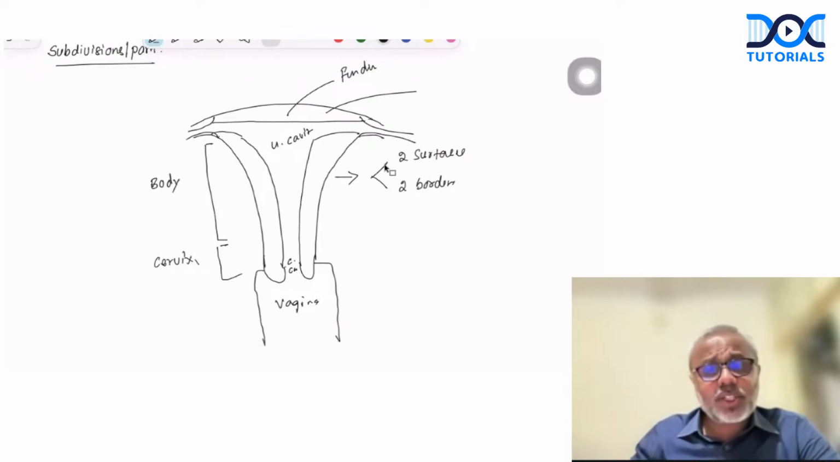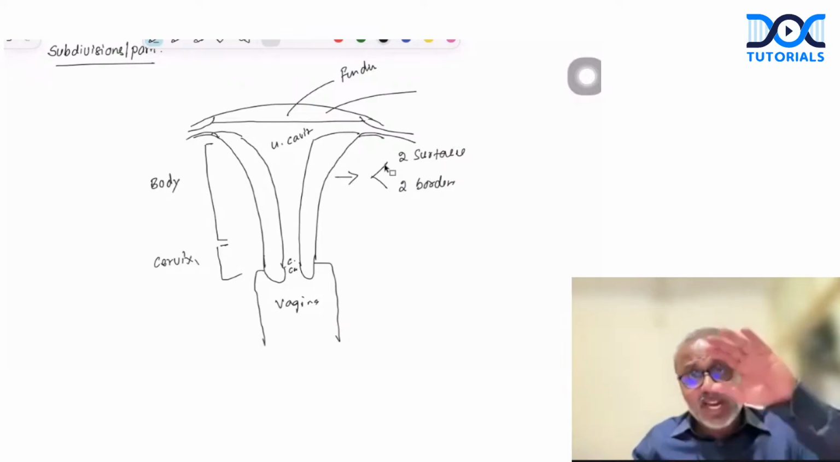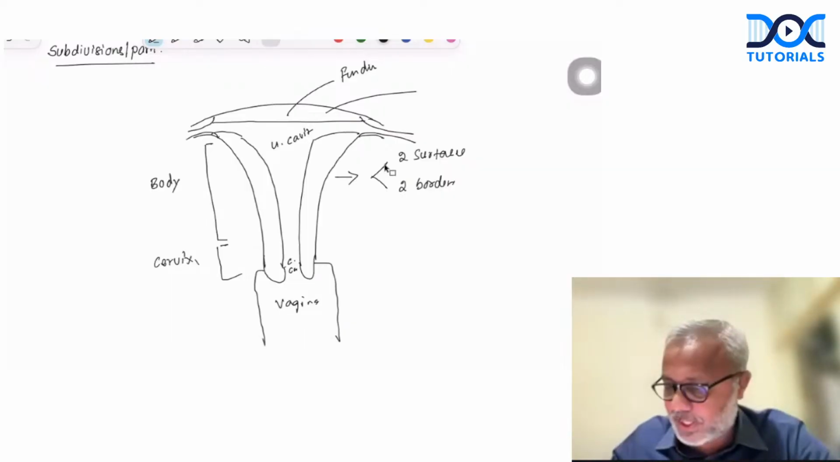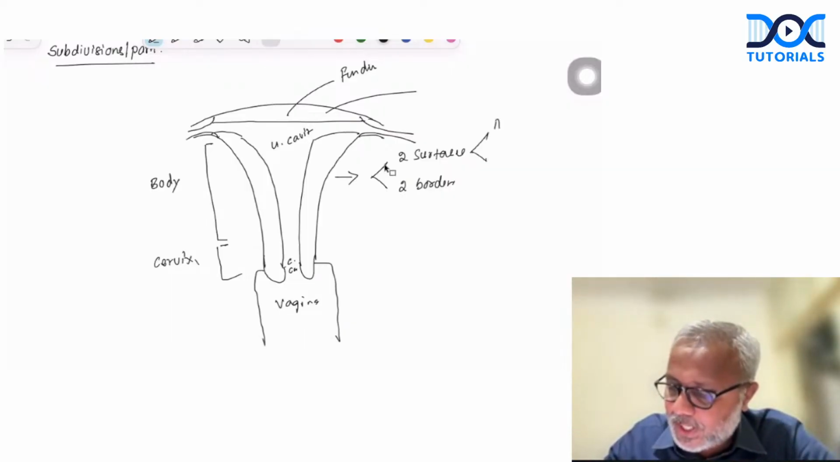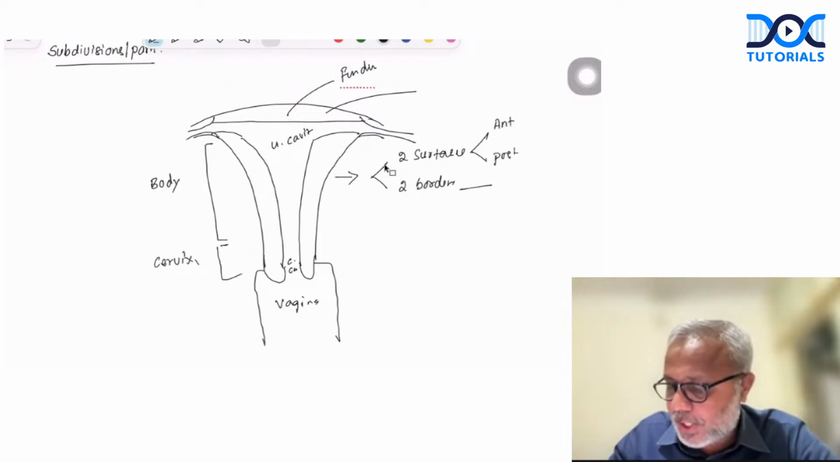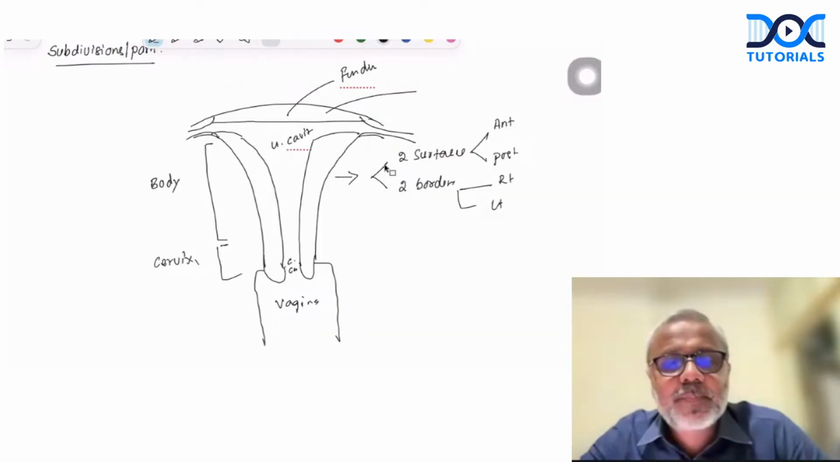Done? So what are the two surfaces? There is an anterior surface and there is a posterior surface. So this is divided into anterior and posterior surface. The borders include right and left lateral borders.